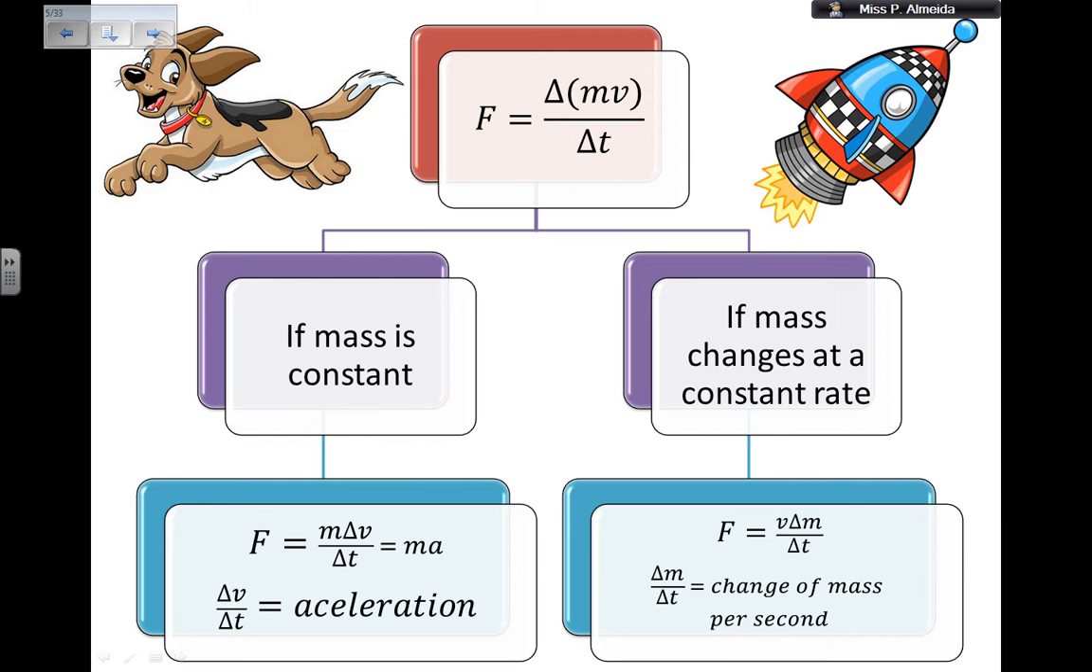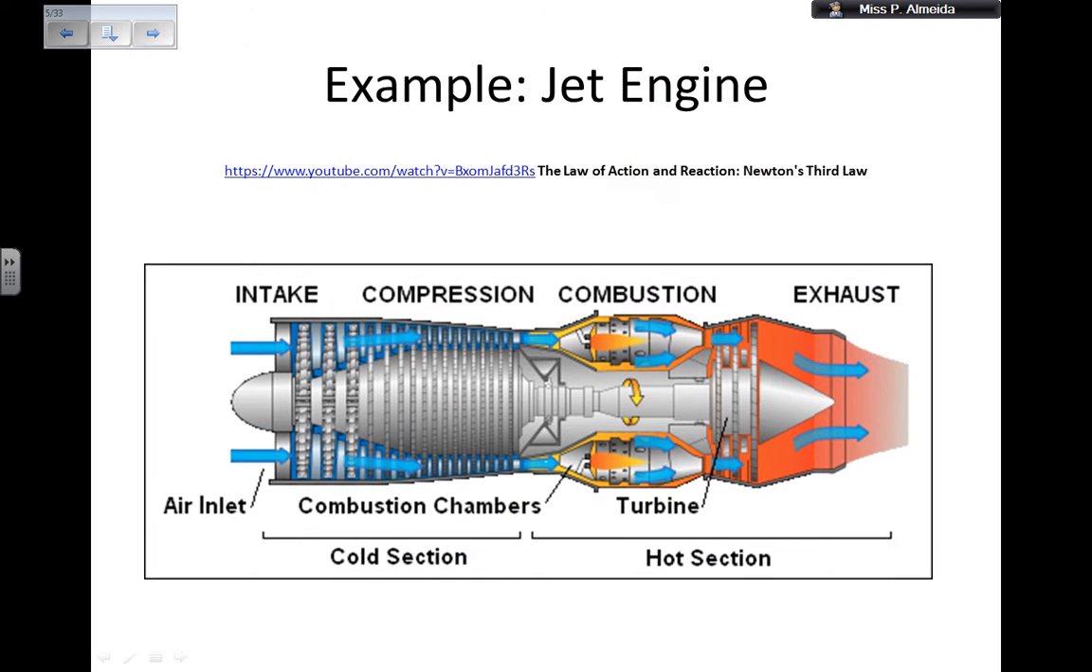Now, imagine that I have a rocket. The rocket is full of fuel, but as the rocket is moving, the fuel is being consumed. Therefore, the mass changes, and is going to be changing at a constant rate. So then I could use that the force equals the velocity times the change in mass over the change in time, or the time that it took for this to change. So delta m over delta t is the change of mass per second. This is obviously assuming that my rocket keeps the velocity the same, okay?